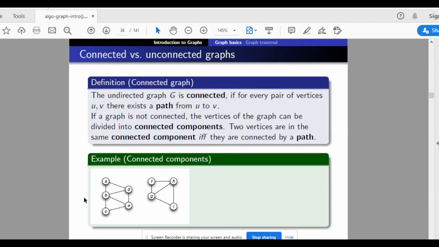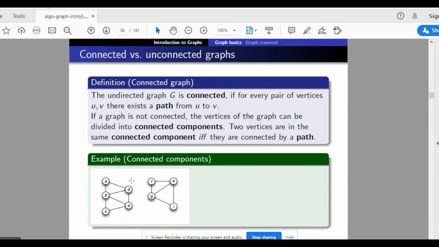However, we cannot call this graph a connected graph, because you can see that we cannot travel from A to G, or from A to I, or C to I, or I to E, or something like that, because there is no path between the vertices of this component and the vertices of this component. Since there is a disconnection, we cannot call this graph a connected graph.